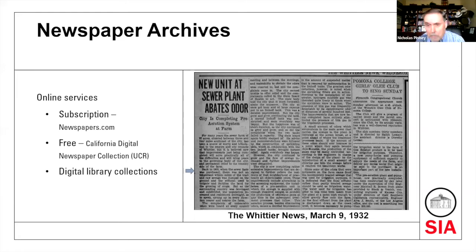Fortunately, just like the maps, digital newspaper archives are now readily available online, making research much easier than the good old days of having to extract the information from library microfilm documents. I use 3 sources for newspaper articles. I use subscription sources, primarily newspapers.com. We have available also free California Digital Newspaper Collections through the University of California, Riverside. And finally, I use digital library collections.